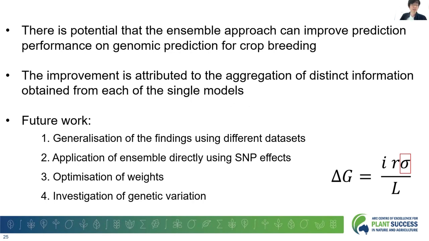The first one is the application of the ensemble approach to different data sets so that we can check whether we can generalize our findings to other data sets. The second point is the application of the ensemble directly using SNP effects. At this moment, I simply averaged all the prediction results using the phenotype predictions. But we can also think about directly averaging the SNP effects so that we can use that averaged information to further improve the prediction performance by reconstructing the prediction models here.